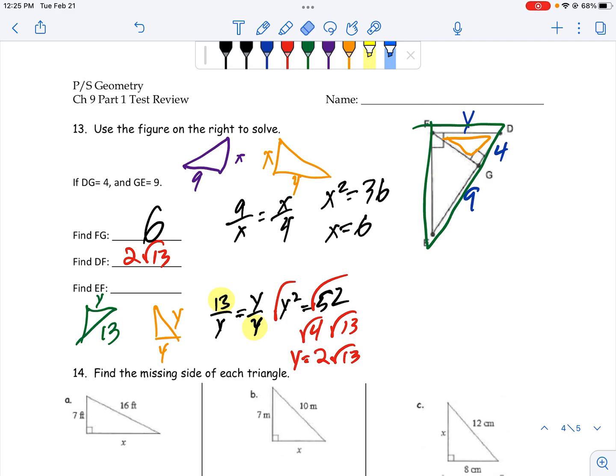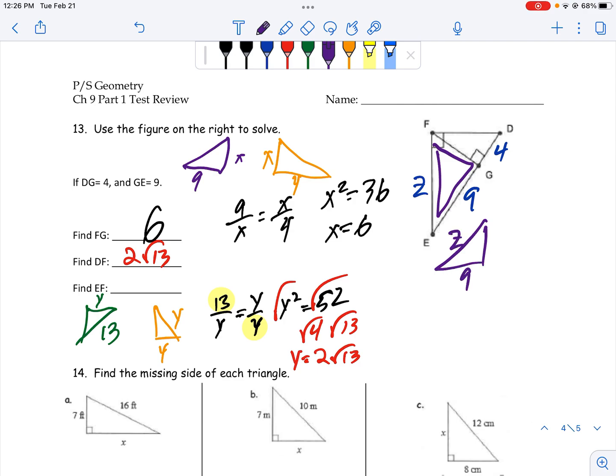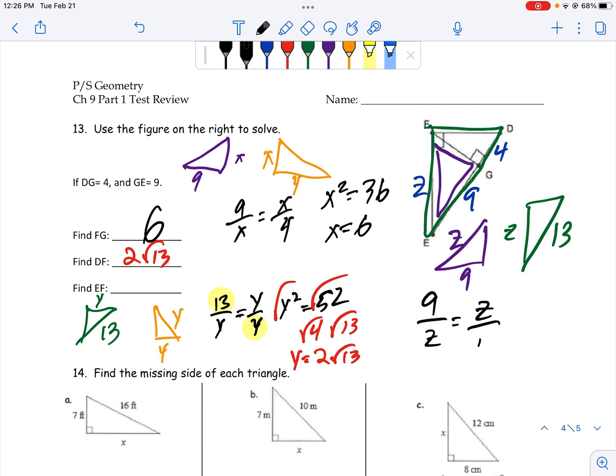Last one on this part, I've got to find FE. I'll call that Z. Can I use the small triangle? No, I just have the 4. Can I use the medium triangle? Yes, I can. I've got the 9 and Z. And then I have to use the large as well. I've got 9 plus 4 gives me 13, and this is my Z. What repeats? It's the Z. 9 over Z equals Z over 13.